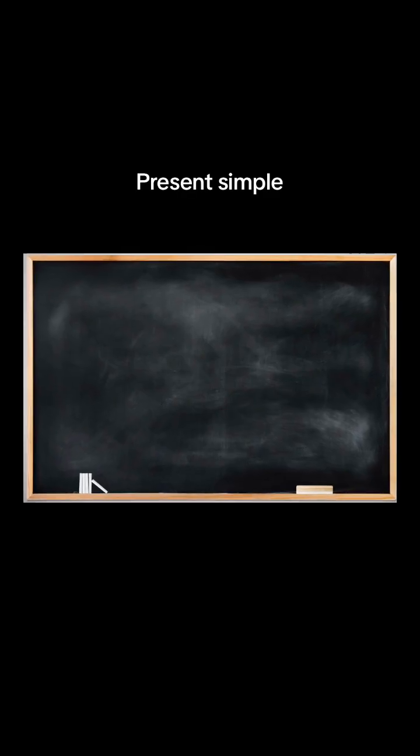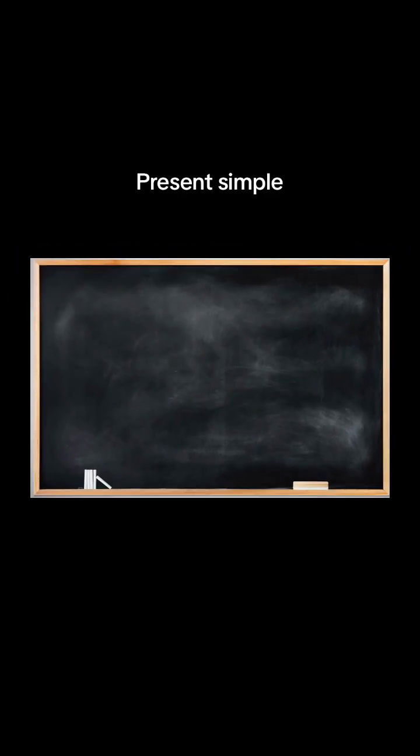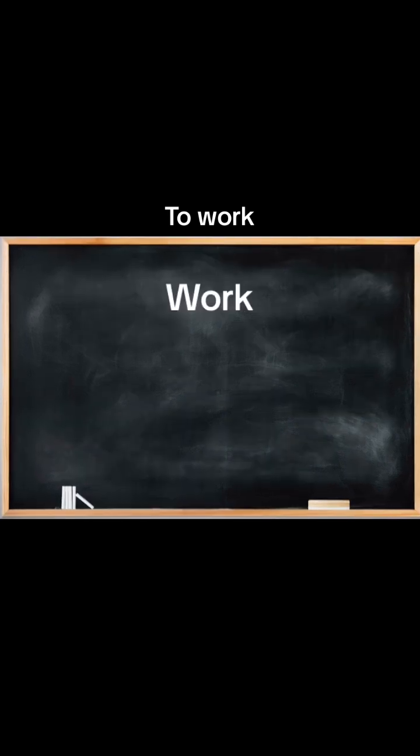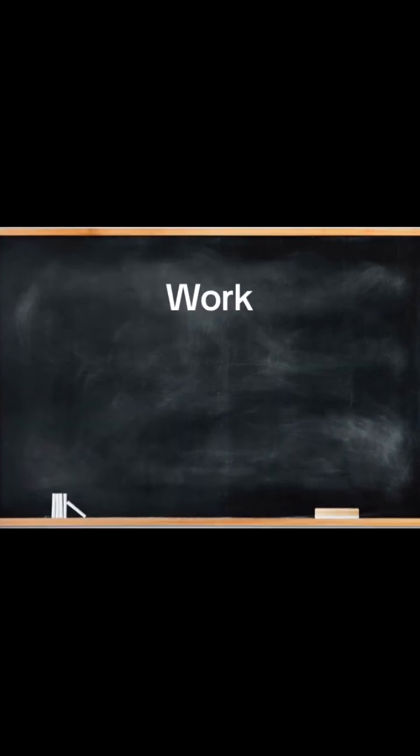So how do we conjugate the present simple? You'll be pleased to know that it's simple. Okay, so let's conjugate the verb to work. Everyone has a job. Everyone works. To work is the infinitive form. You remove to, this is the base verb. We always conjugate with the base verb.